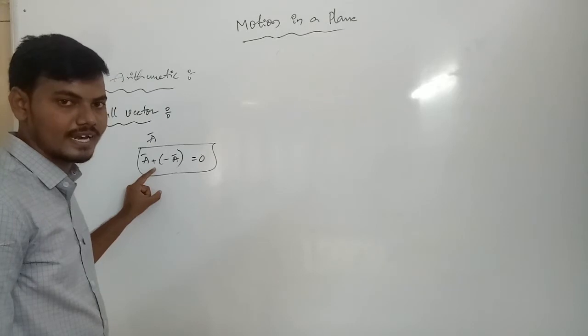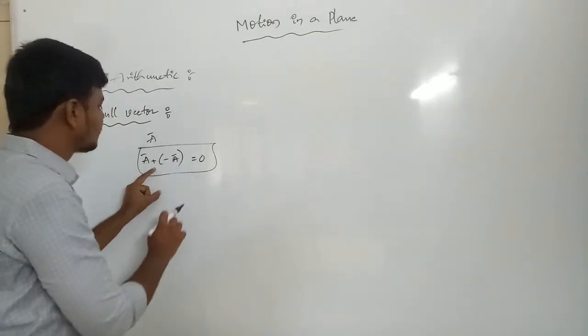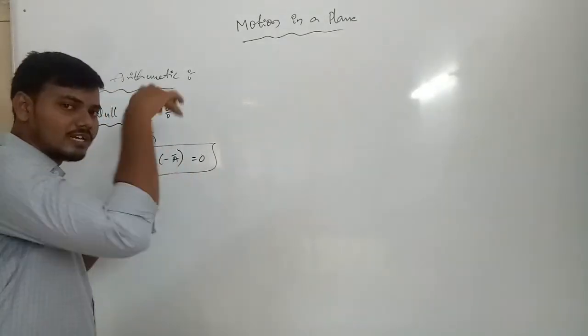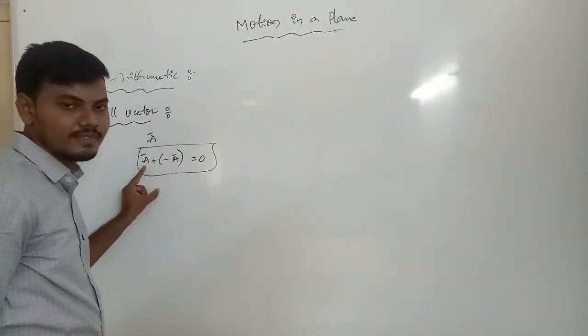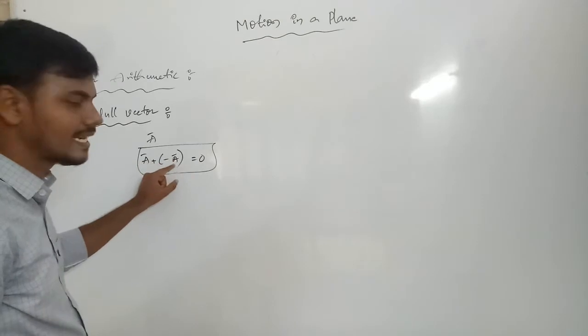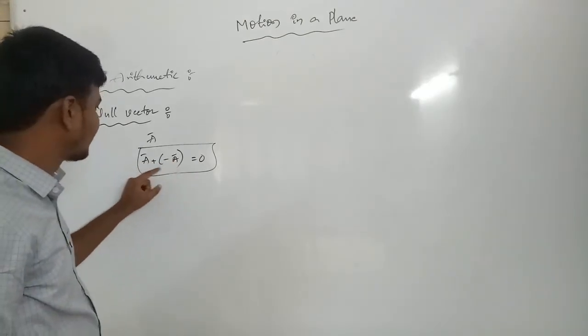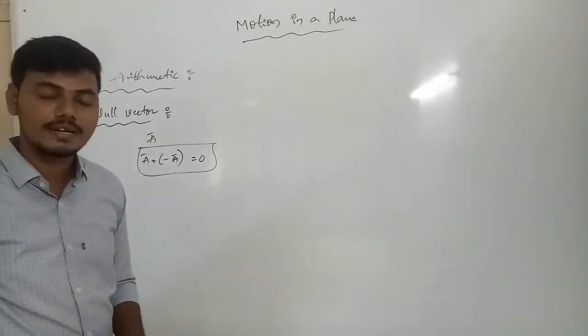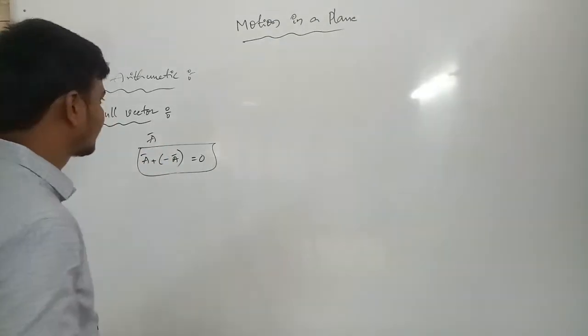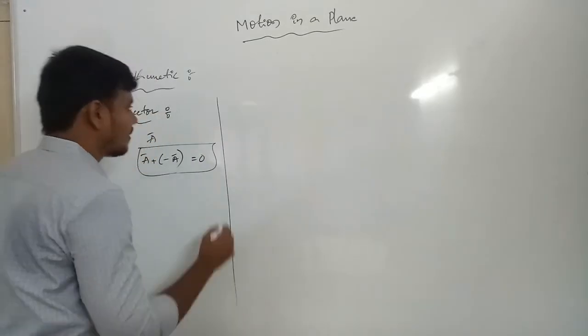The second one, vector subtraction. Here the same vector can be in the positive direction or in the negative direction. This one is the positive direction, this one is the negative direction. There are two types of directions, positive and negative, straight and opposite. A bar plus minus A bar is equal to 0. This is the null vector. Clear?